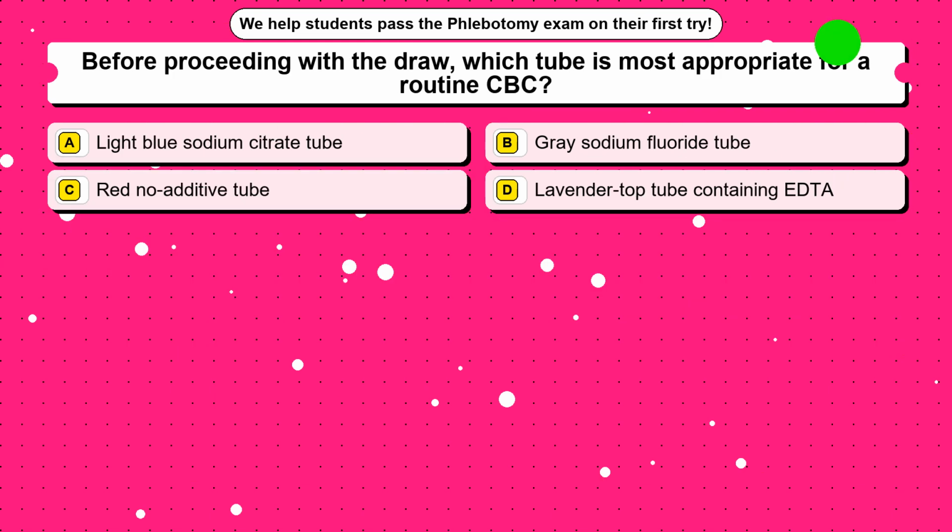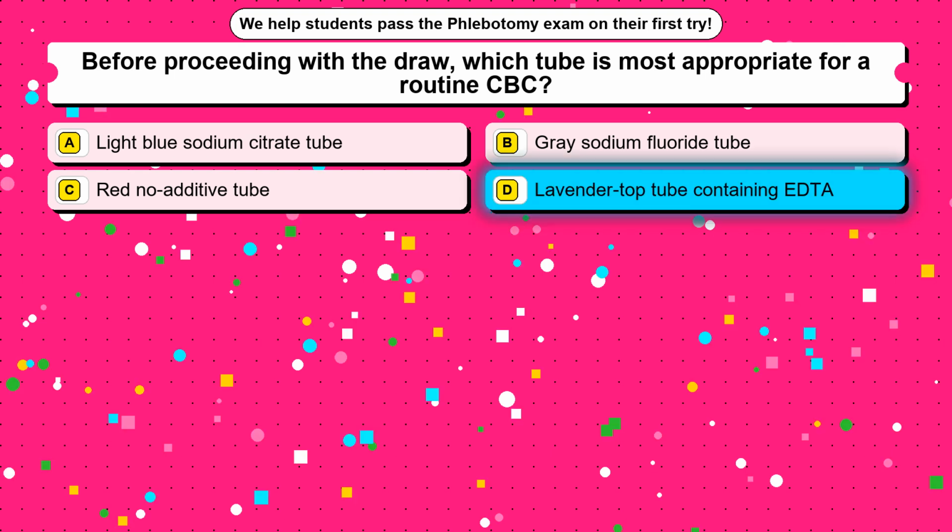Question 56. Before proceeding with the draw, which tube is most appropriate for a routine CBC? Option A, light blue sodium citrate tube. Option B, gray sodium fluoride tube. Option C, red no additive tube. Option D, lavender top tube containing EDTA. The correct answer is option D.